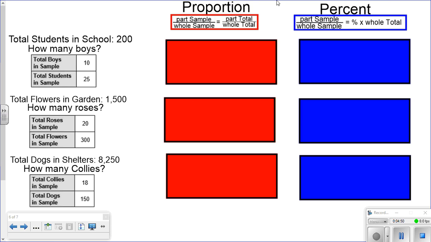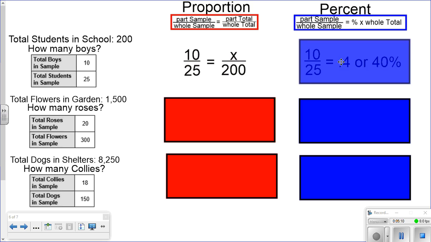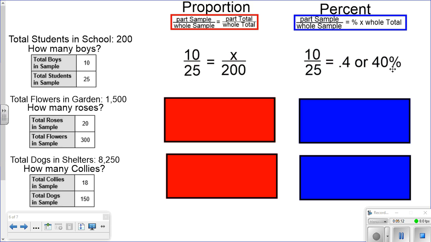So let's do real quickly, just setting up a proportion if we wanted to solve the problem versus a percent. So in this example, we have 200 students in the school. We want to know how many are boys. So we took a sample of 25 students and found out that 10 are boys. So 10 out of 25 equals x out of 200. Or as a percentage, 10 divided by 25 equals 40%.